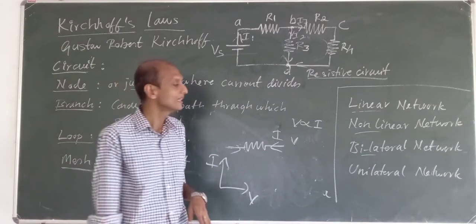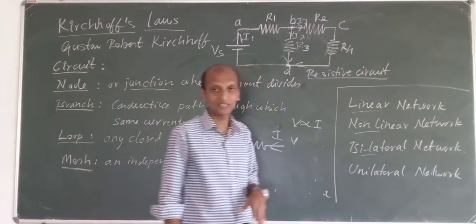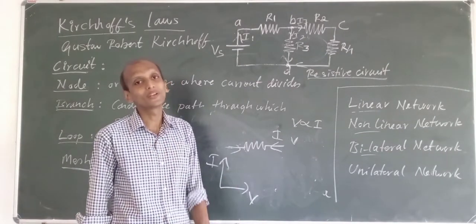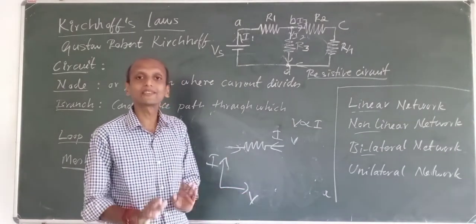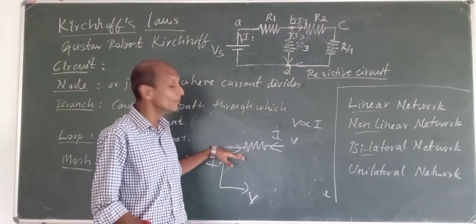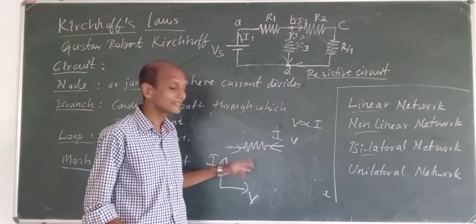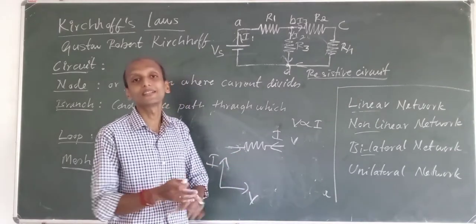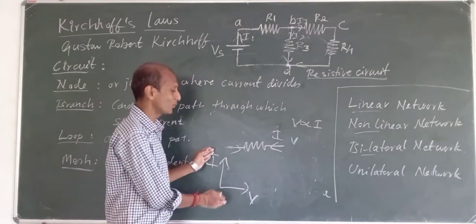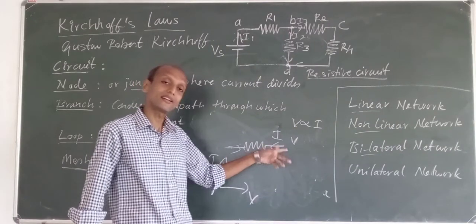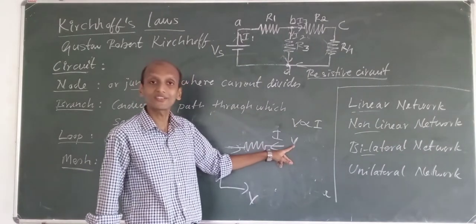Now coming to unilateral network. What is a unilateral network? Uni means one. Unilateral means it is not the same in both directions: the current and voltage relationship is different in one direction, and in the other direction the current and voltage relations are different.